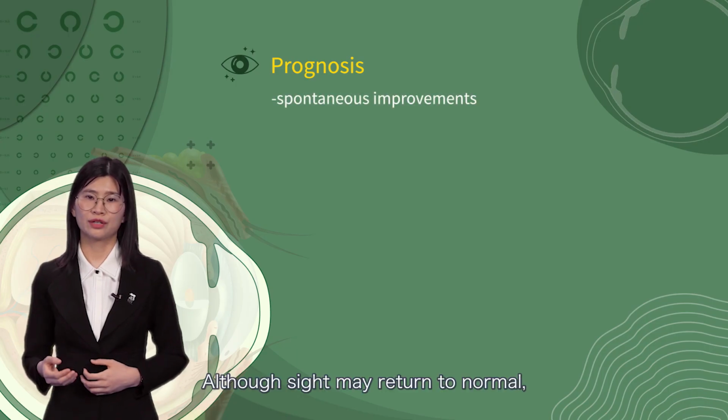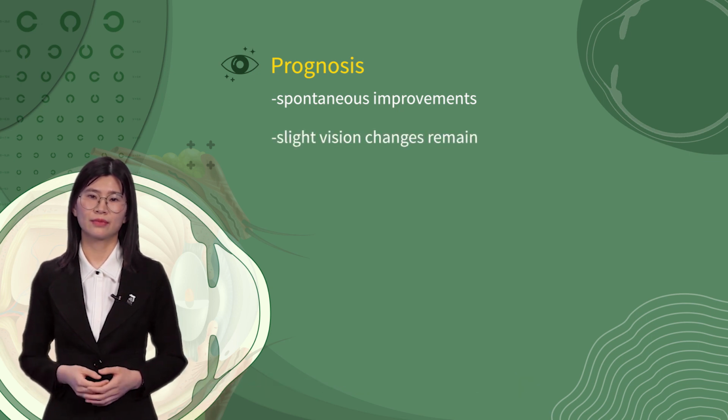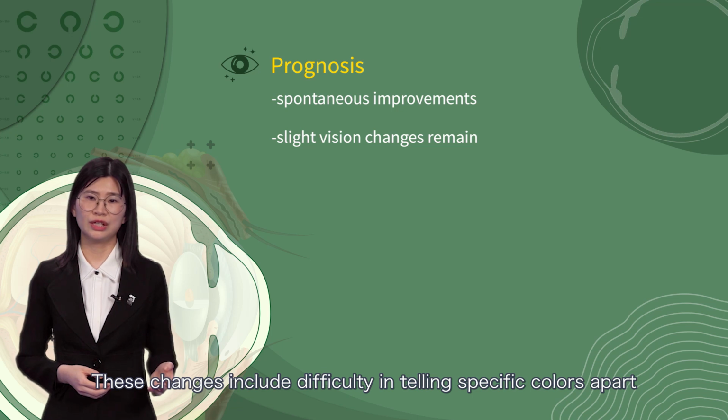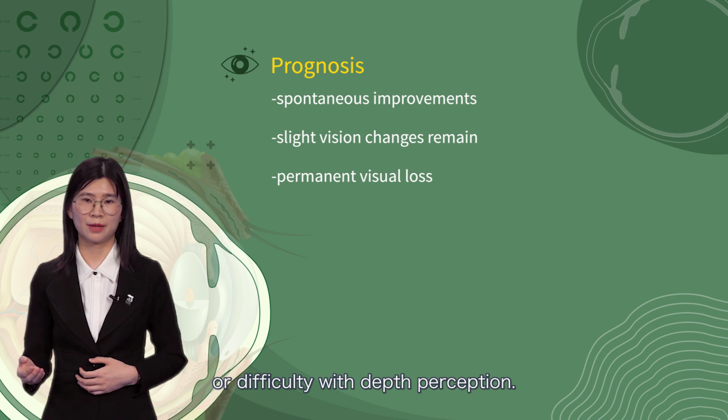Although visual sight may return to normal, some slight vision changes can remain. These changes include difficulty in telling specific colors apart or difficulty with depth perception.